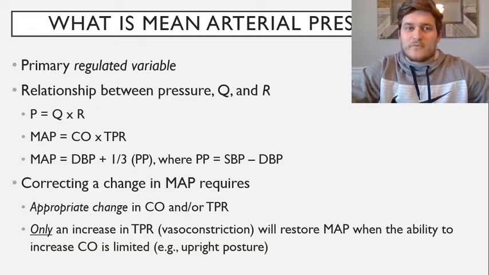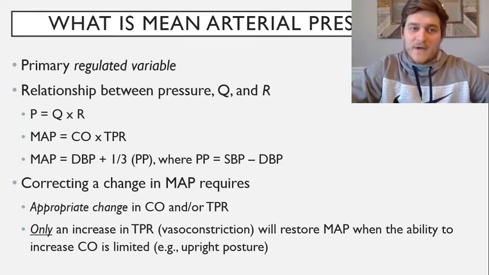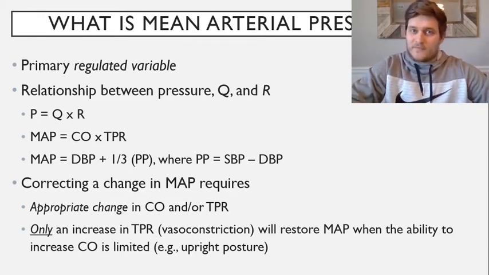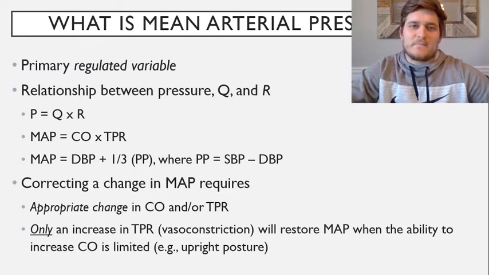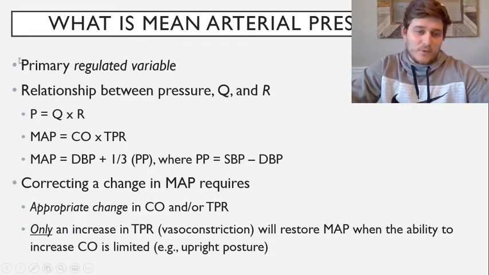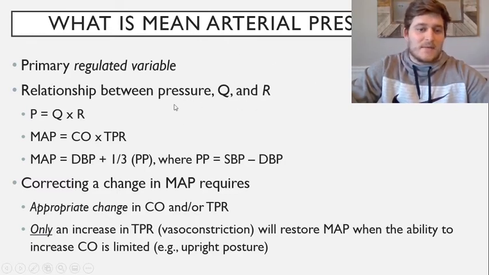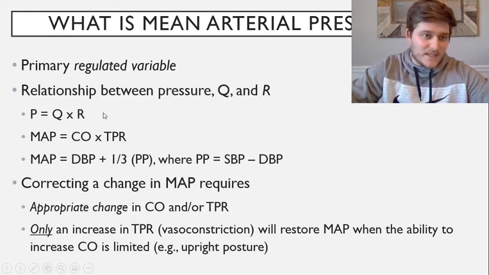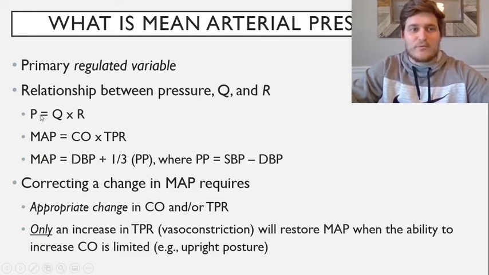Let me start by reintroducing the primary regulated variable of our cardiovascular system, and that is mean arterial pressure, or the average pressure in our arteries during one cardiac cycle. Now, we know that the relationship between pressure and flow and resistance can be quantified in this hydraulic resistance equation, where pressure is equal to flow times resistance.